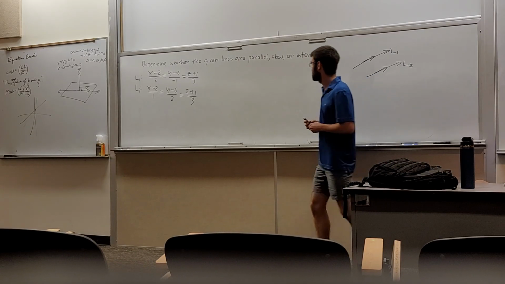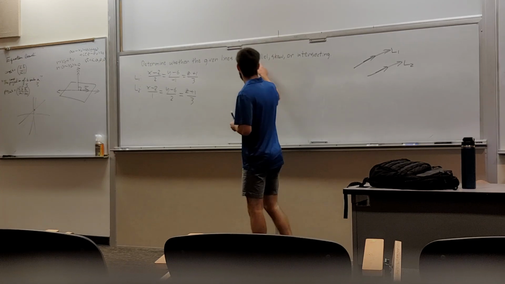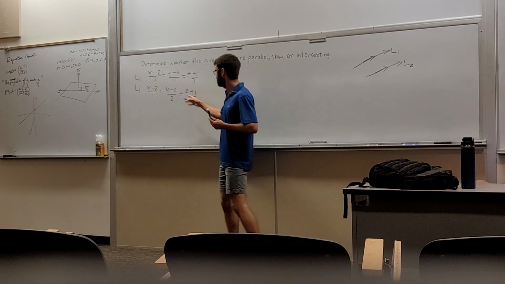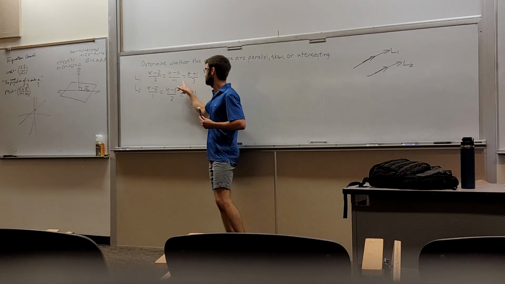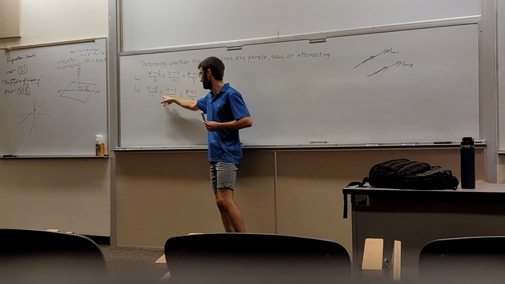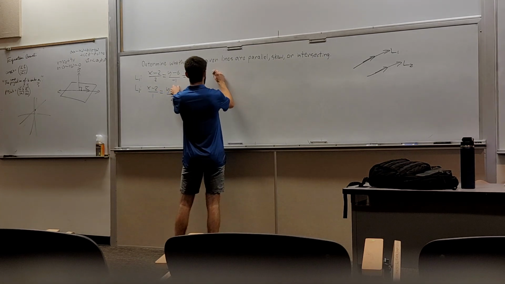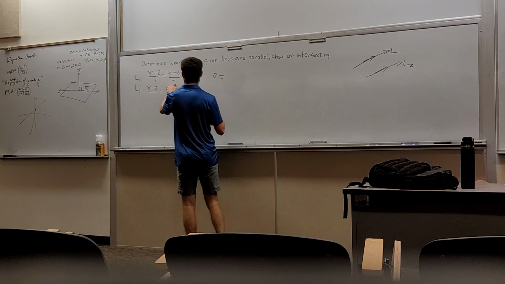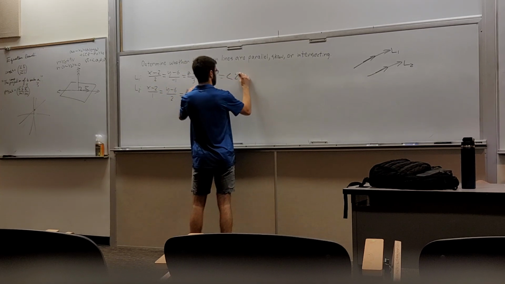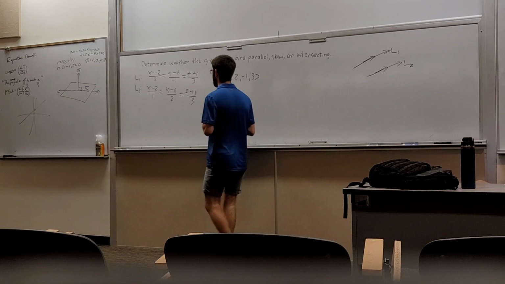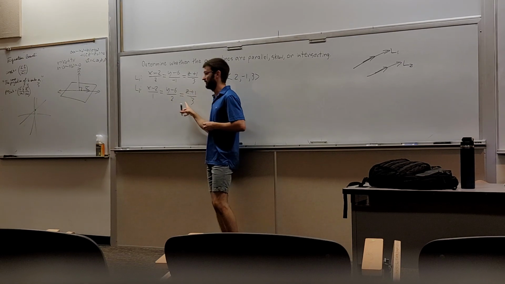No. Okay, so let's start with parallel. We can identify the directional vectors for each of these lines by looking at the numbers in the denominator. So for the first one, the directional vector v is just going to be 2, minus 1, and 3. And for the second one, it'll be 1, 2, and 3.